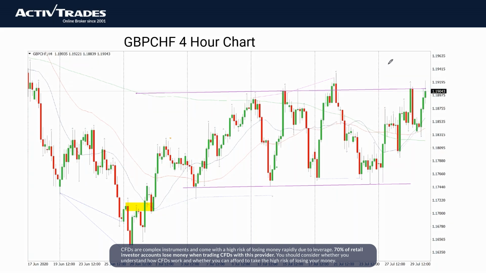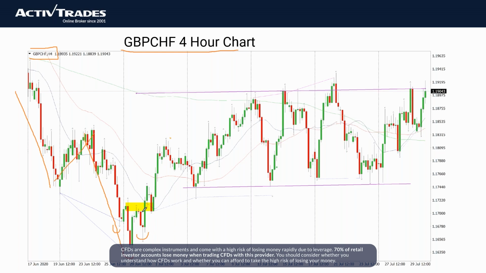But as I said, we don't always get the trends we want. But even on a 4-hour chart, you start to be able to recognize and understand the context. Here, pound against Swiss franc, we had been in a downtrend until we started to put in this inverse head and shoulders here.